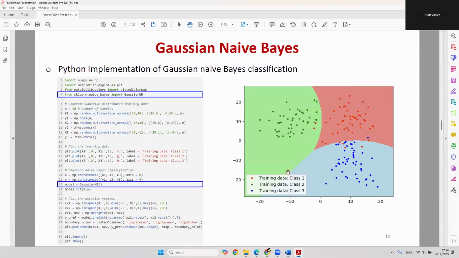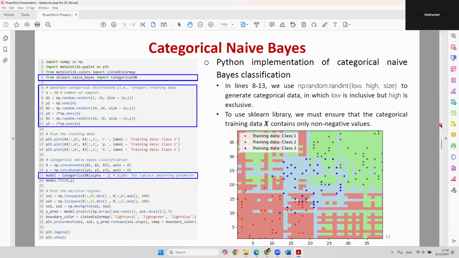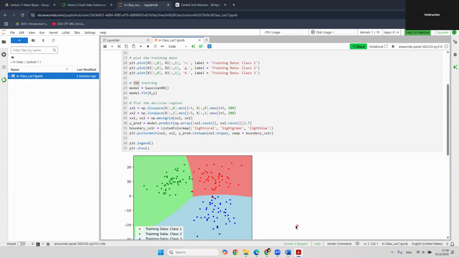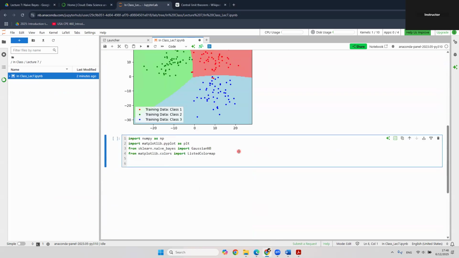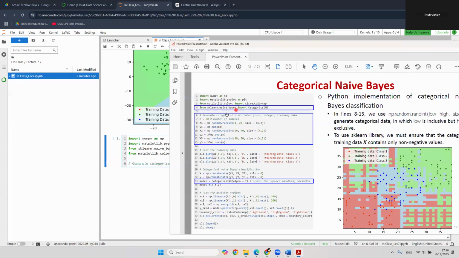Here I'm not going to compute by hand. Let me just directly code it again. I need to cheat to make it easier. Here I'm going to copy and paste. So now you also need to generate a categorical distributed training data set. Here I specifically wrote categorical distributed, meaning integers or a discrete data set.